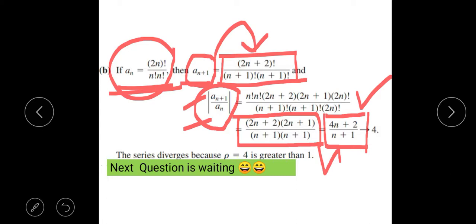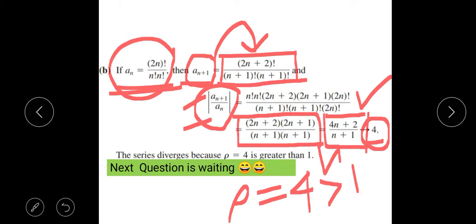Now you take the limit as n tends to infinity of an plus 1 upon an, and you will simply get 4. Clearly, by the use of D'Alembert's ratio test, you see that rho equals 4, which is strictly greater than 1. So we can conclude that by D'Alembert's ratio test, the series is divergent.